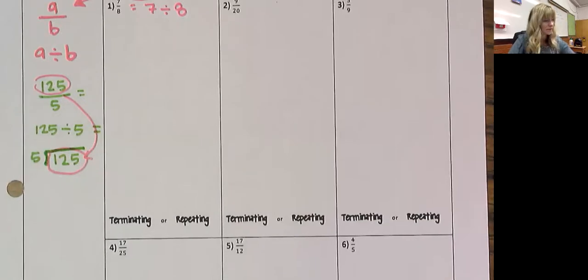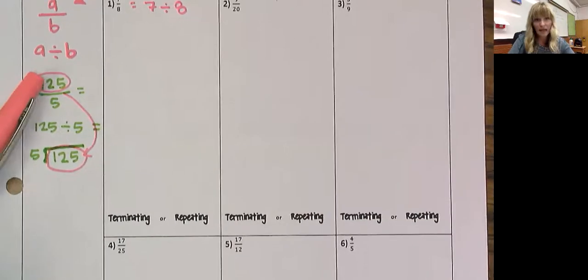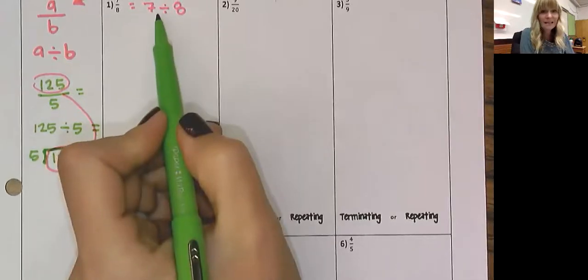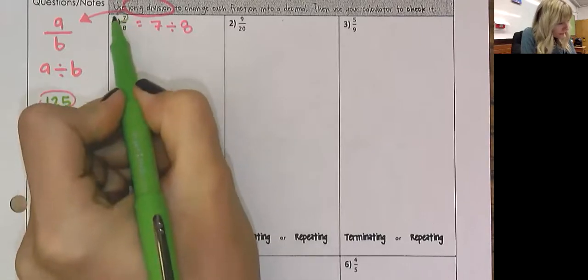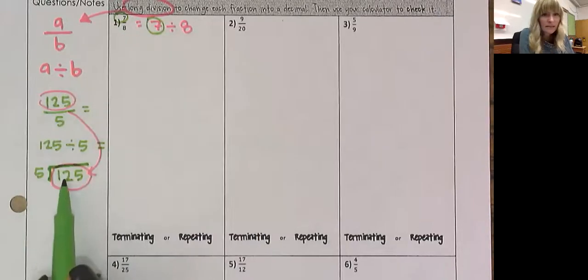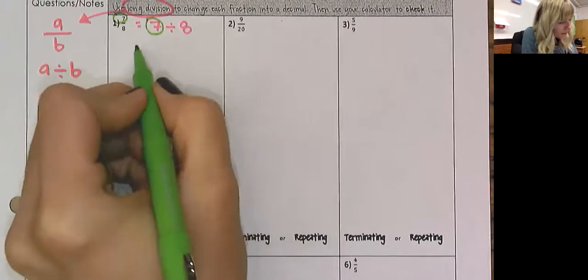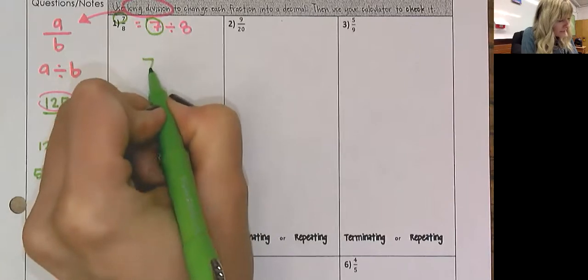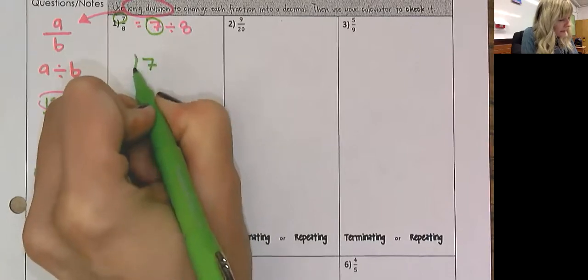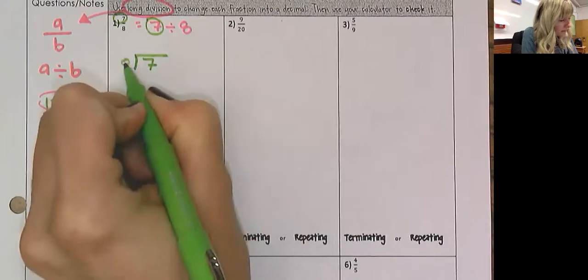Now, we're used to stuff like this where, again, the A is larger than the B, but that is still going to be the case here, even when the A is not larger than the B. So this numerator, this first number, is the number that needs to go under the divide bar. So watch this. Here I go. I'm going to leave a space because I know that's where my answer goes. And I'm going to go 7 divided by 8.